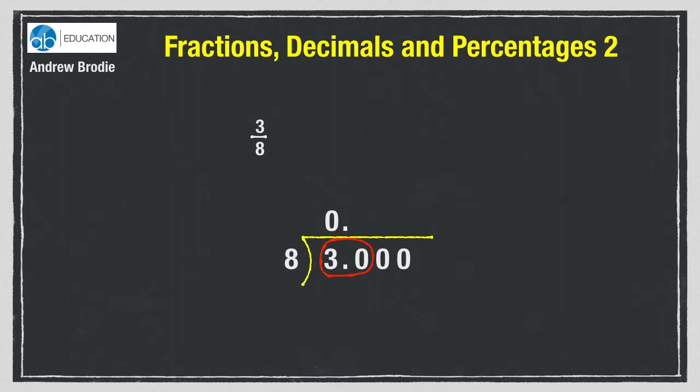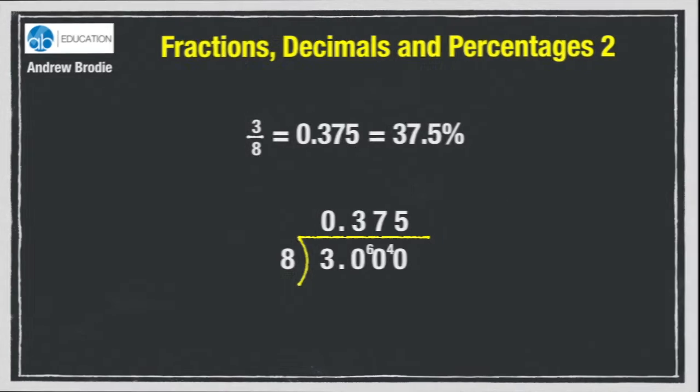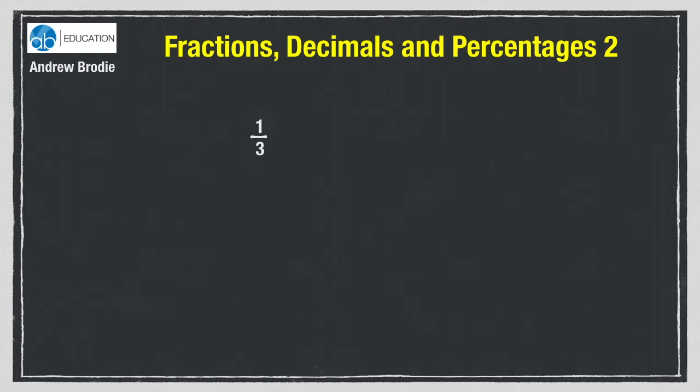How many 8s in 30? There are 3 because 3 8s are 24, so we've got 6 left over out of the 30, and we put that with the next 0. How many 8s in 60? There are 7 with 4 left over. How many 8s in 40? There are 5. So 3/8 is worth the same as 0.375, multiplied by 100 to find that it's also worth the same as 37.5%.